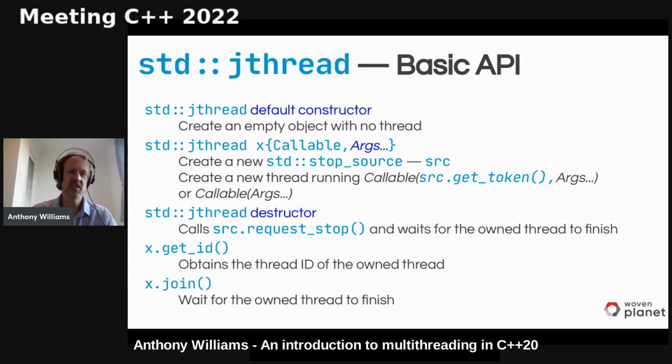We have a function getID to obtain the thread ID of the thread that is owned, and again it returns a default constructed ID just like standard thread does if there's no thread there. And we can manually join, explicitly wait for the thread to finish, which doesn't automatically call request stop. It just waits for the thread. So if you know that you definitely want to wait for it to finish, you can just call join. Whereas the destructor will try and cancel it first.